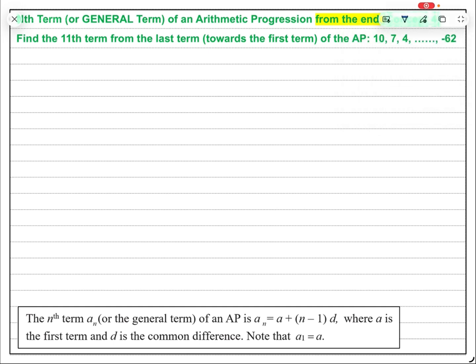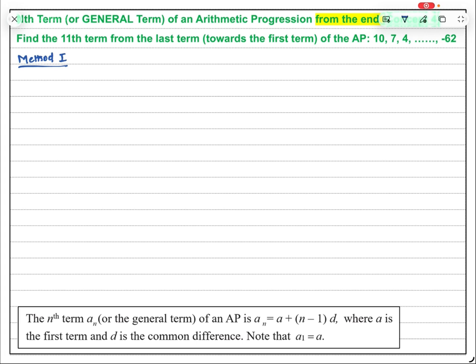You are seeing that the first term is 10, then you subtract 3, you get the second term 7, then you again subtract 3, you get 4, and you keep going until the last term is minus 62. There are two ways to do this question, and we'll go through both of them, and you should understand both, because you will have the flexibility to pursue either if you see a question in the future.